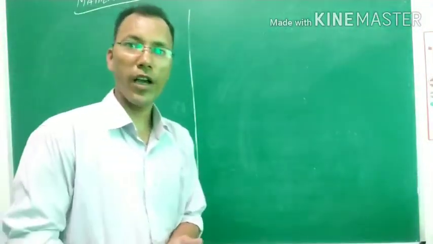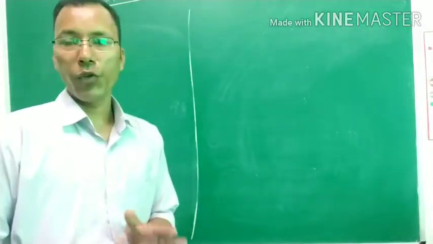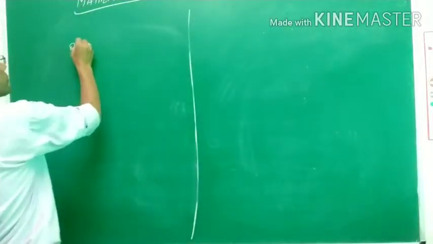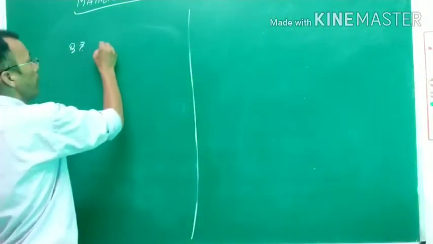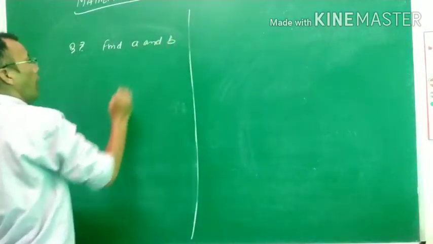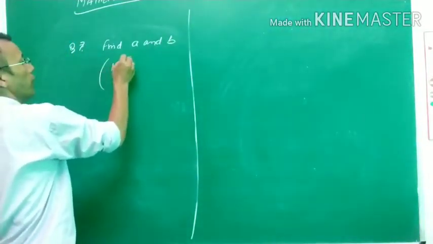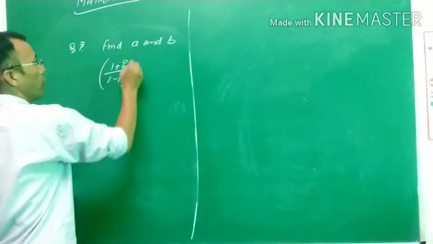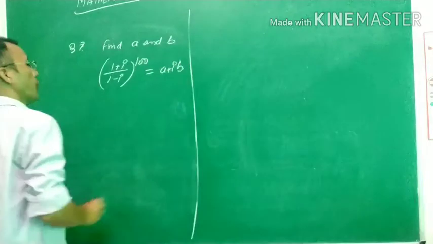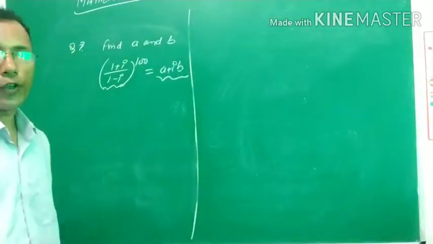In previous sessions we have proved a problem and now we are going to solve another problem. See this one. The question is: find a and b. The given condition is ((1 + i)/(1 − i))^100 = a + ib, right? So this one is given, this is equal to a + ib.